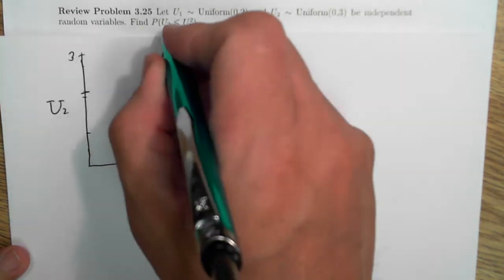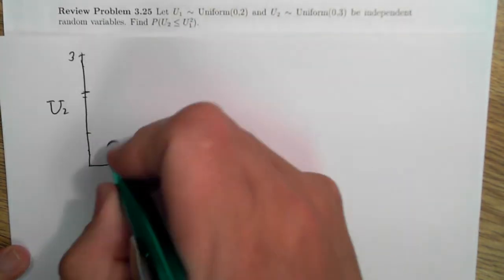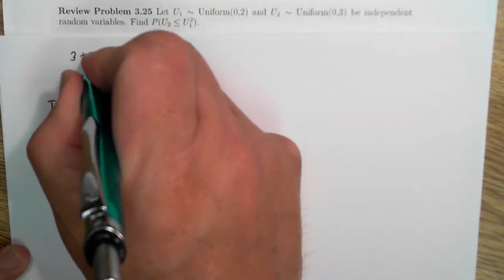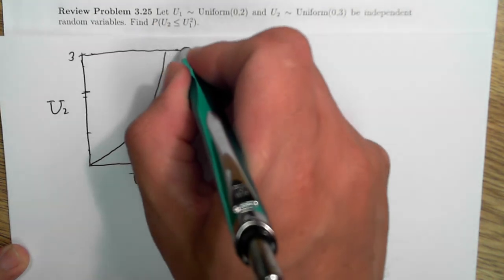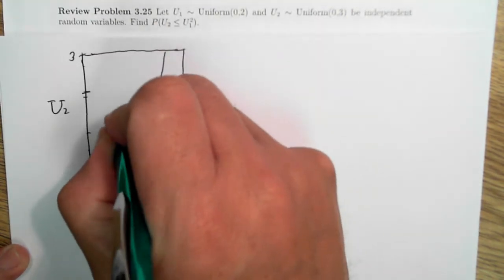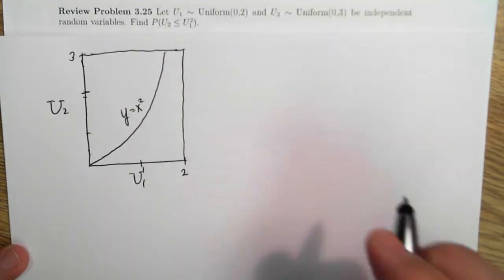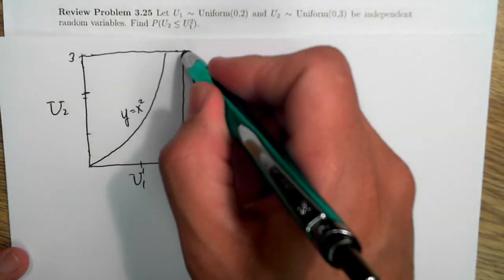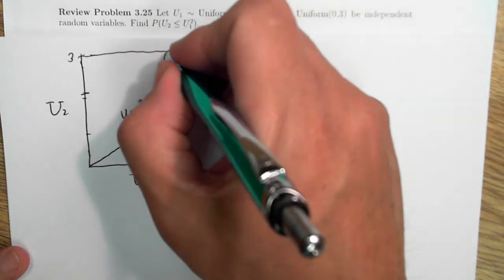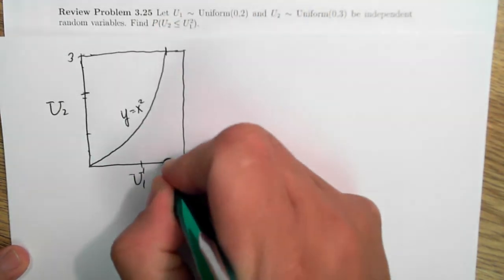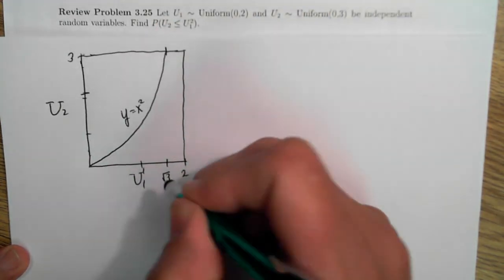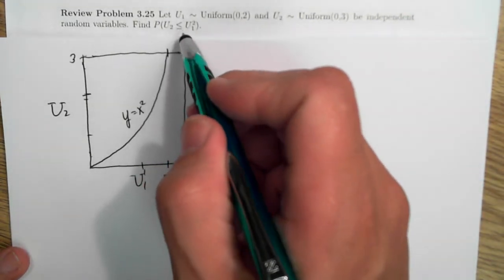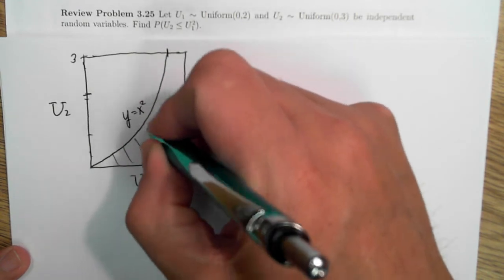So if I draw that plot of basically y equals x squared, that's going to look like this. Let me draw in the rest of the rectangle here, and that's the graph of y equals x squared. Now notice, of course, that it doesn't go through the corner of the rectangle. This point here is going to be located at square root of 3, which is a little bit less than 2. So find the probability that U2 is less than or equal to U1 squared. Find the probability of being in here.